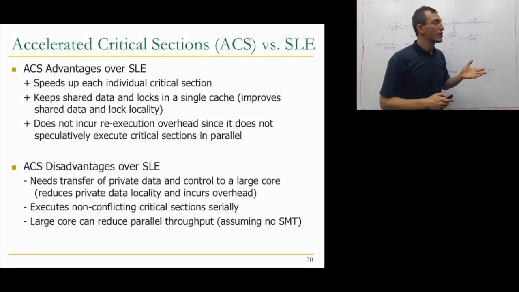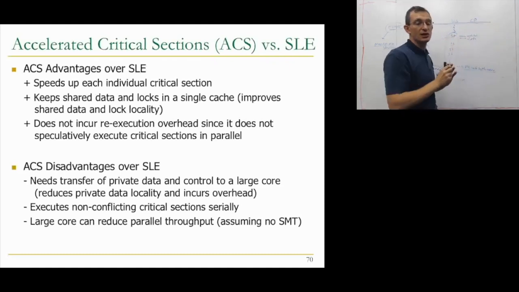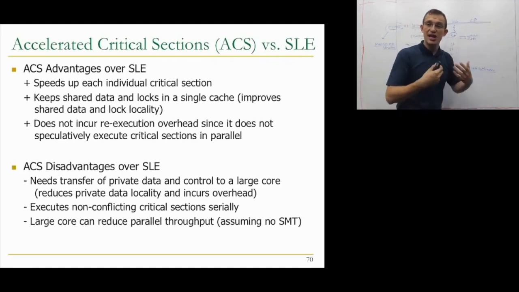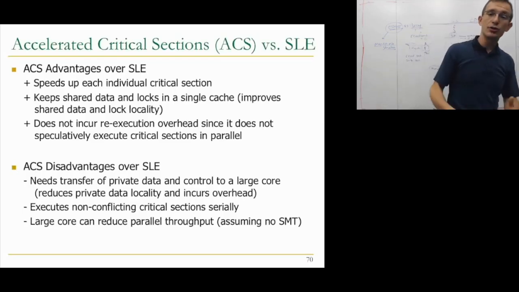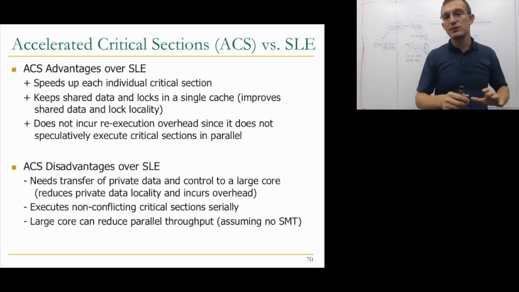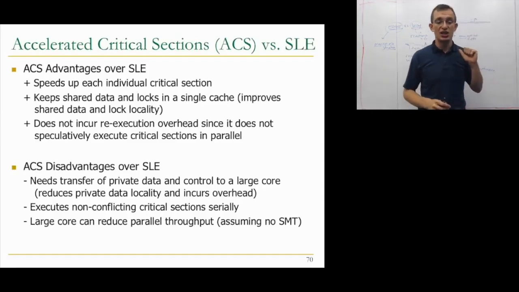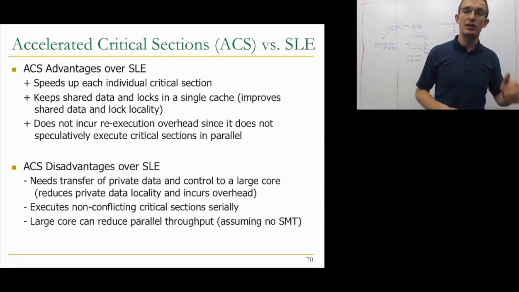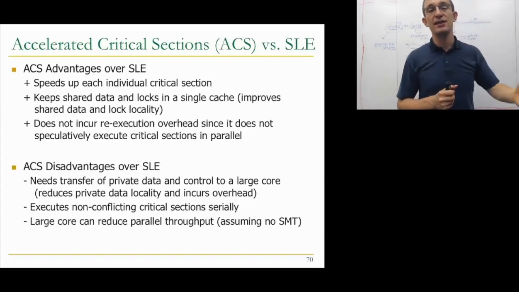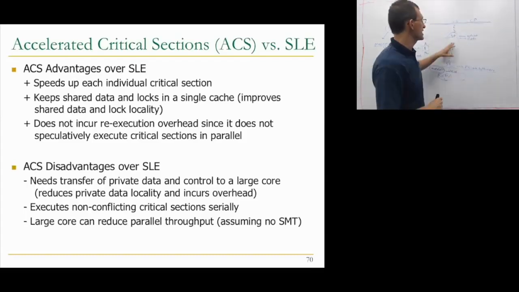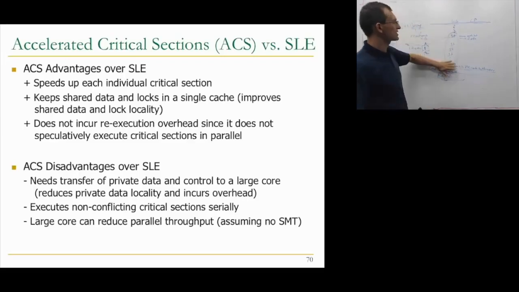One is whenever you ship the critical section to a large core or somewhere else, you need to transfer the private data and also the control to a large core. This reduces the private data locality, which we've discussed when we talked about data marshalling in the asymmetry lecture. So I'll encourage you to go back and look at that, and this incurs overhead. This overhead is not present in SLE. Speculative lock elision, private data stays wherever the critical section is executed.